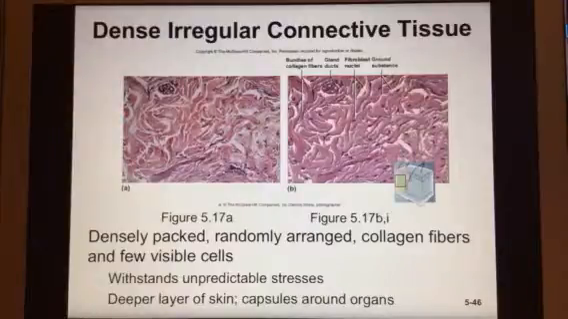Dense irregular connective tissue, I think, is one of the harder ones to identify. Kind of looks like a mess. But it is densely packed collagen fibers. They're just not all in a cute little row like the regular tissue. And there's very few visible cells. So on this type of tissue, you probably wouldn't be labeling cells, but there are fibroblasts in there. That's what those dark purple nuclei are. This type of tissue withstands unpredictable stresses. It's our deepest layer of skin, and it forms capsules around organs.